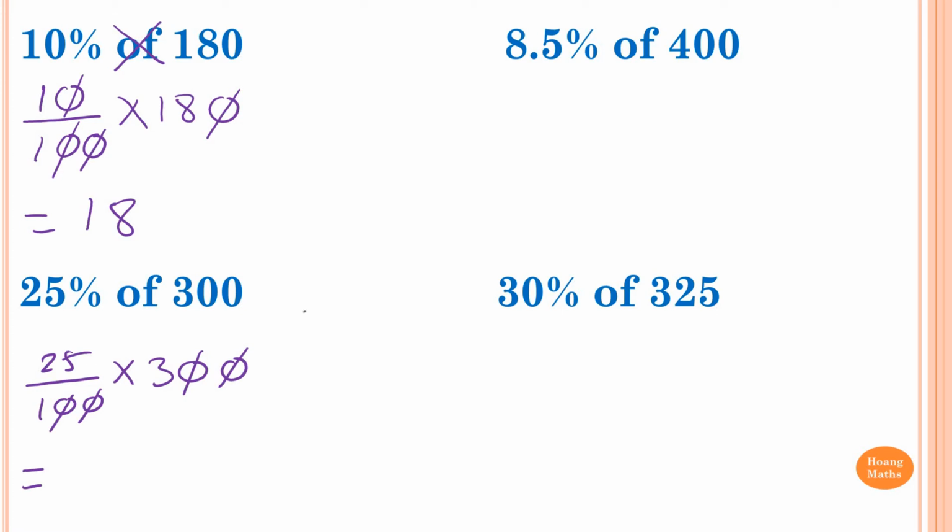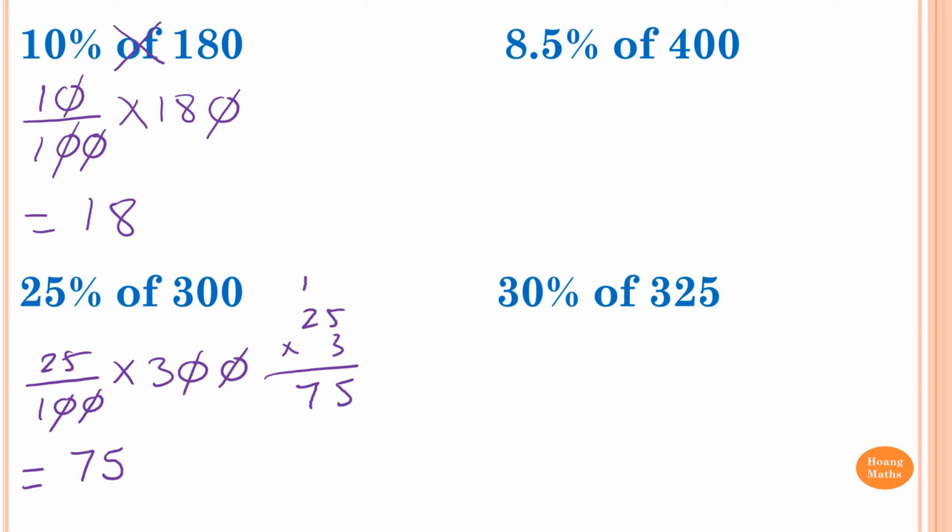Otherwise, you just go 25 times 3. And nothing wrong with that, as long as you know the process. So 3 times 5 is 15. You carry 1. 3 times 2 is 6. Add 1 is 7. So the answer is 75. There you go.